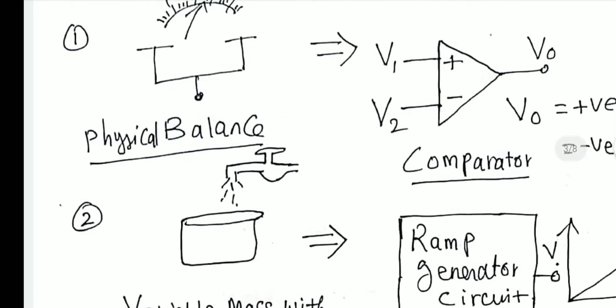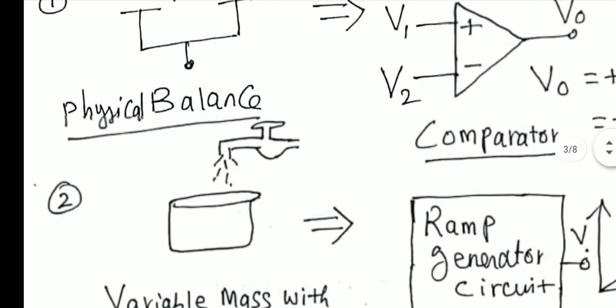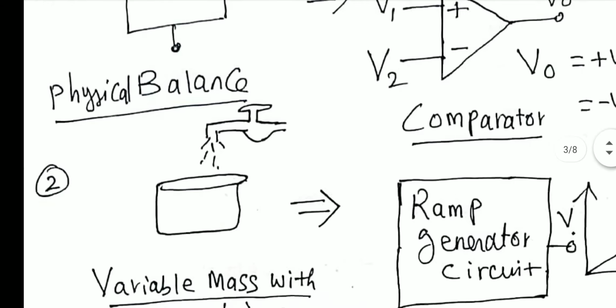Next, in the same example, we need a variable mass to put in the right pan. In the left pan, we placed the fixed mass, the unknown weight. That is nothing but the unknown voltage we are trying to measure in our example. In the right pan, we place the variable mass, an empty vessel, and allow water to pass through it at a constant flow rate.